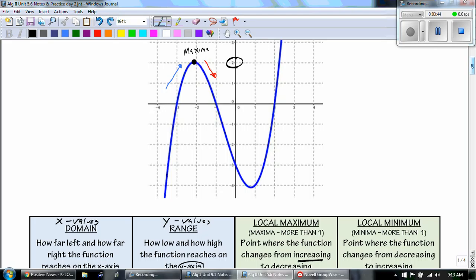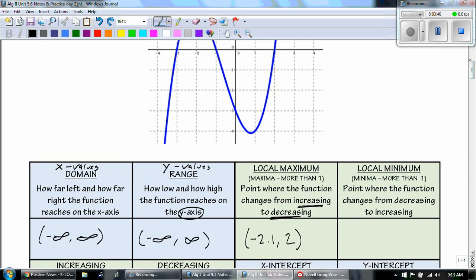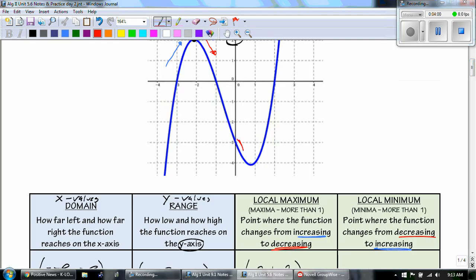Okay, now my minimum, that's where it changes from decreasing to increasing. Yes, I'm crazy. I'm going to go back here and I'm going to color code these as well. Okay, so here my graph is going down and then it changes to going up. So at this point right here, this is going to be my minima.